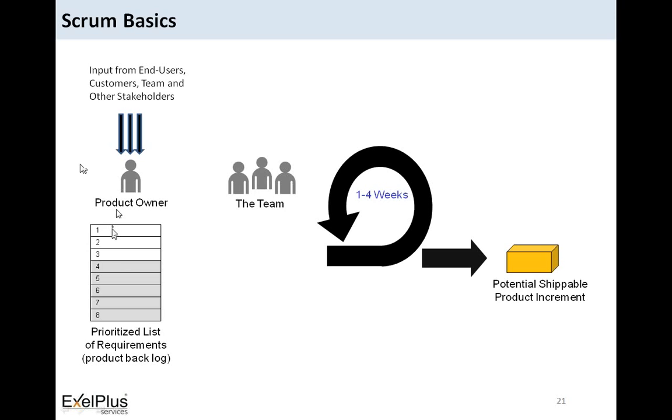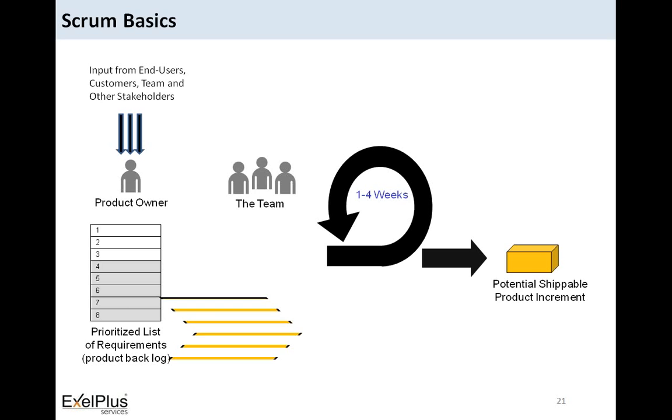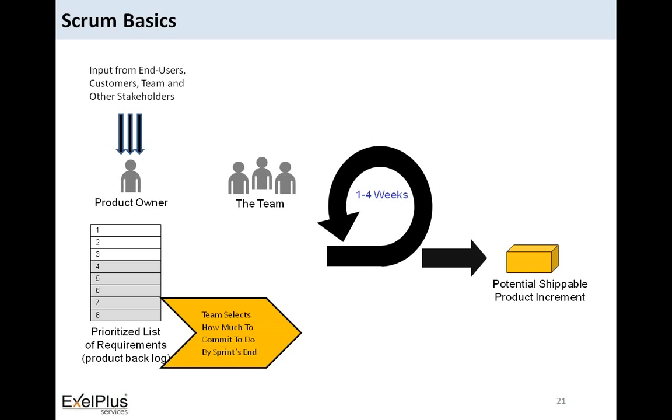from the top user story to the last user story, and by default the team has to deliver the first user story in the first iteration. In Scrum we call it a sprint. And the team selects how much they can do from the product backlog, how many user stories they can take.